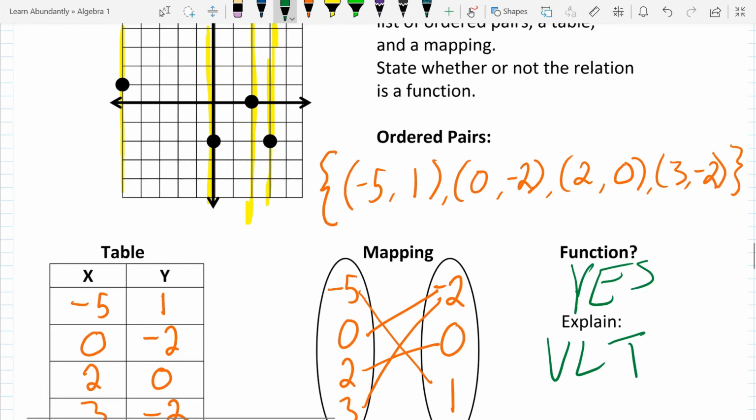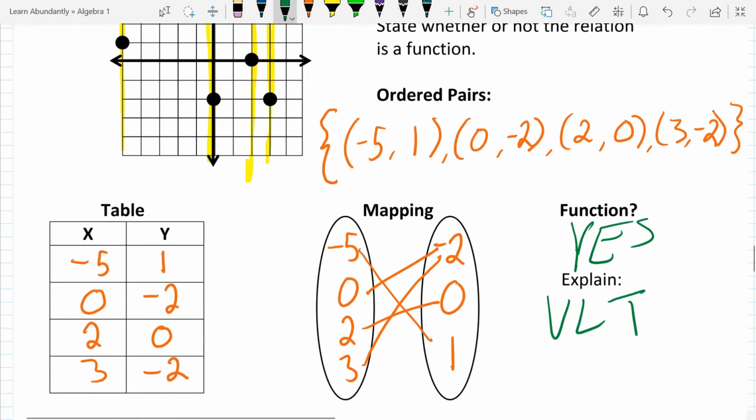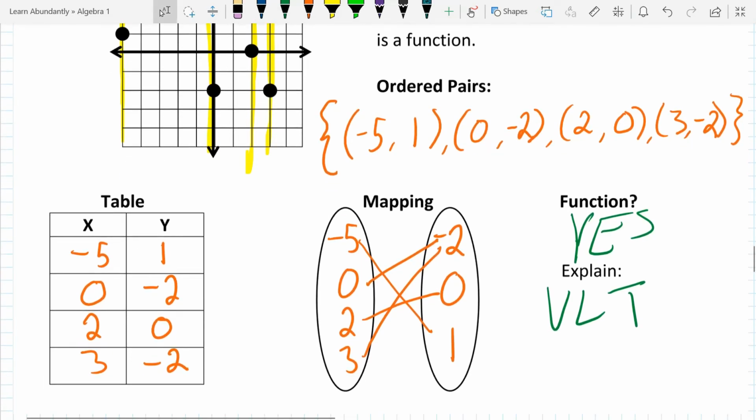Now, if you thought that I was going to say no because we have 2 x's that have the same y, that's allowed. What I can't have is when the x's repeat, and the x's don't repeat. The y's are allowed to repeat, and that's fine.